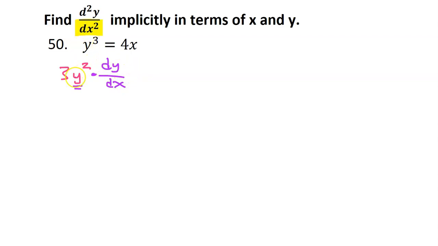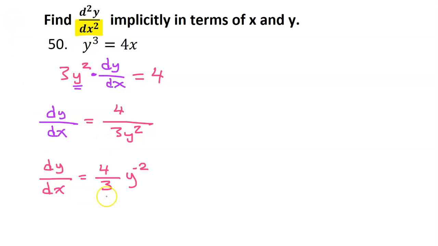So whenever the variables don't match, you have to use the chain rule. And then the derivative of 4x is just 4. Let's get dy dx by itself by dividing both sides by 3y squared. So we end up with 4 over 3y squared. So we've now taken the derivative once implicitly, and now it's time to do it again.